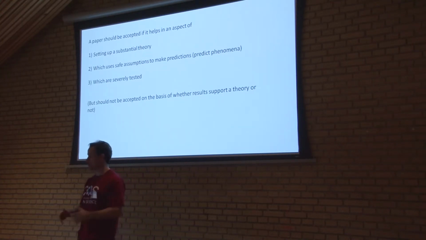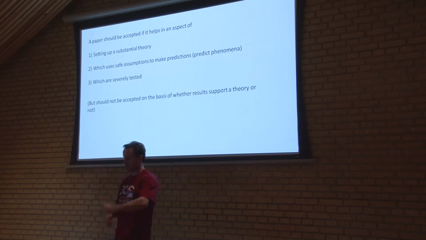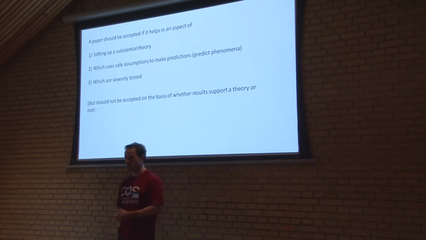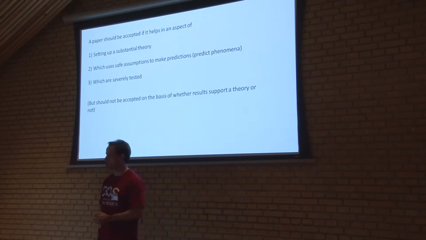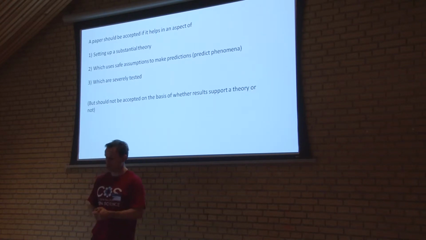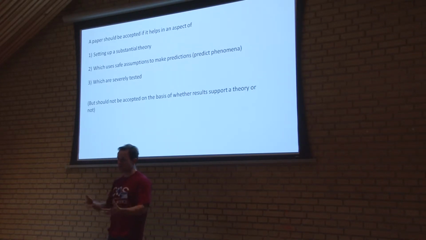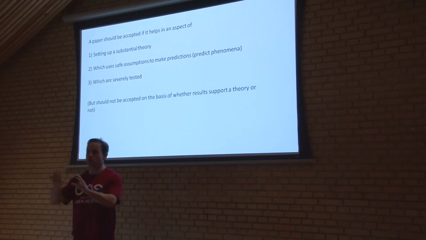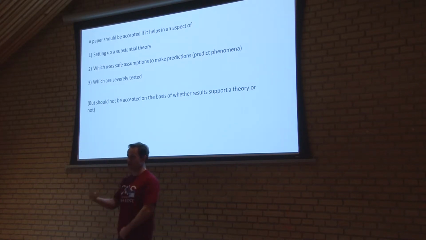A paper should be accepted if it participates in some aspect of that scientific process, like setting up a substantial theory. A paper doesn't have to do all of those things at once. It can set up substantial theory with some computational modeling or just generating it, talking about a theory. It could consider how you get safe assumptions to make predictions, or how to severely test. It could be methodology and so on. So a paper doesn't have to have all of those components in it to be contributing to the enterprise of science, but it just has to contribute to one of those components.